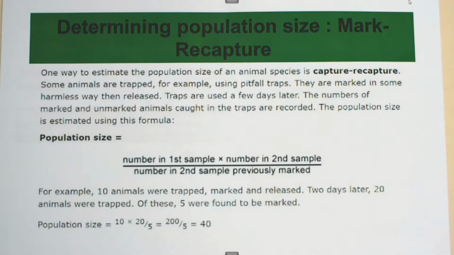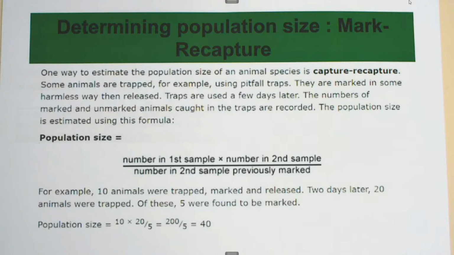What it basically means is that you trap a few animals, you put a mark on the animals where you can easily see it, but you must be very careful that you don't use a mark that can be harmful to the animal or make the animal more vulnerable to predators. So nothing must actually happen to the animal because it is now marked. It's only for you to know. It mustn't be a chemical that's going to harm the animal.